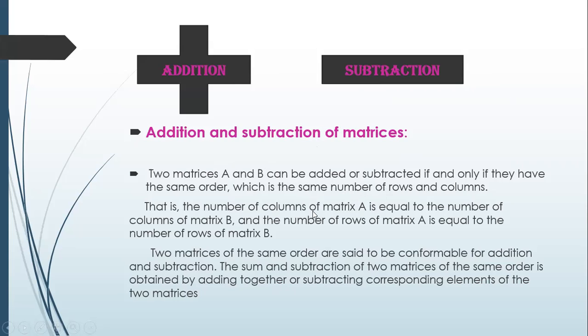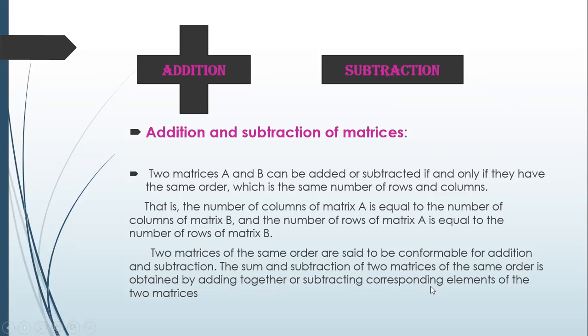That is, the number of columns of matrix A equals the number of columns of matrix B, and the number of rows of matrix A is equal to the number of rows of matrix B. Two matrices of the same order are said to be conformable for addition and subtraction. The sum and difference of two matrices of the same order is obtained by adding together or subtracting corresponding elements of the two matrices.